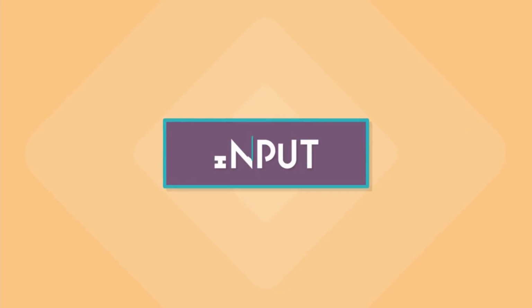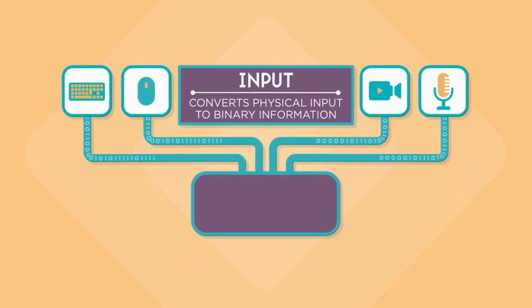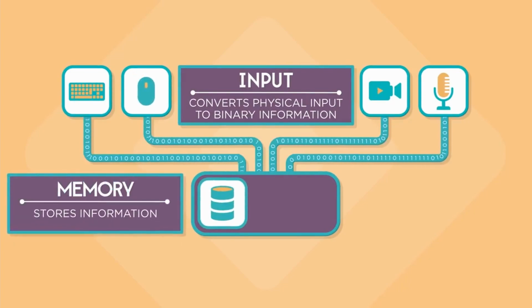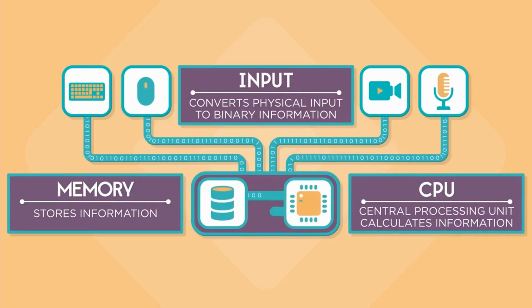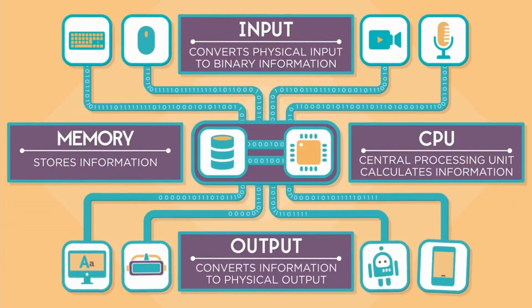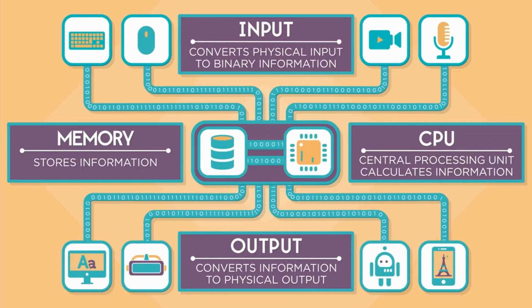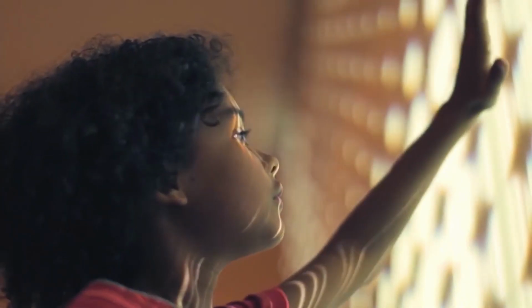There are input devices that take input from the outside world and convert it into binary information. There is memory to store this information. There's a central processing unit, or CPU, where all the calculations are done. And finally, there are output devices that take information and convert it into physical output. Let's talk about input first.